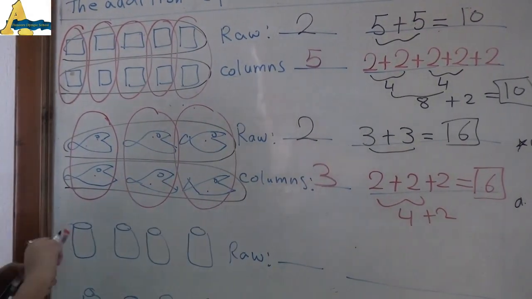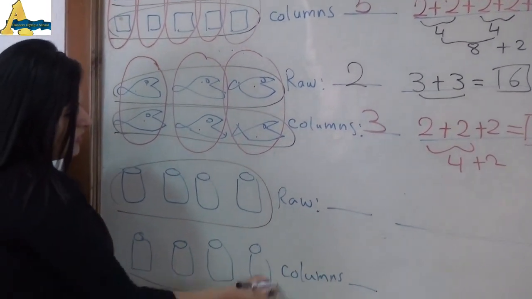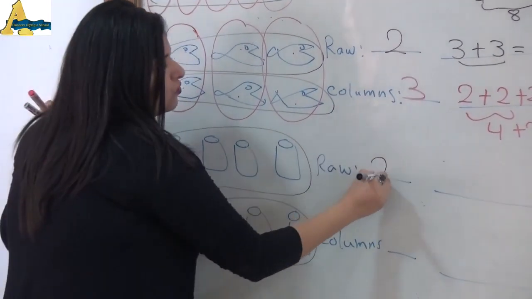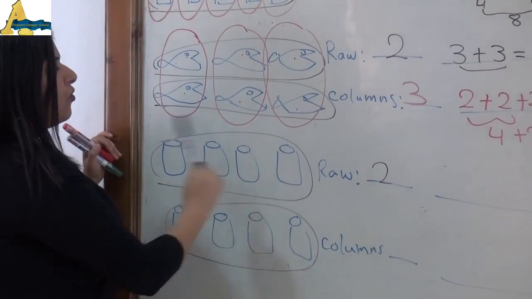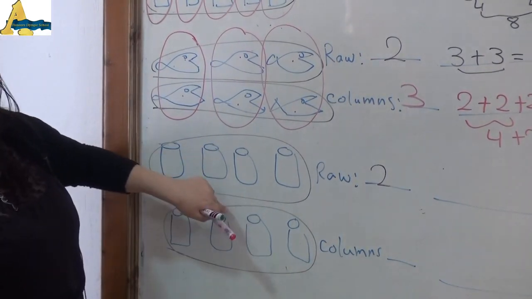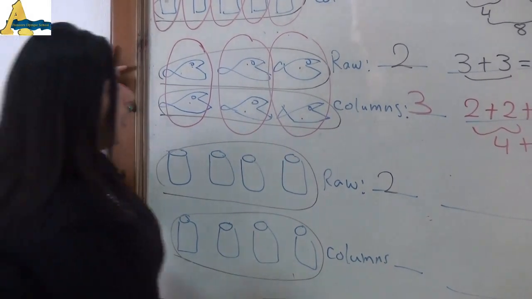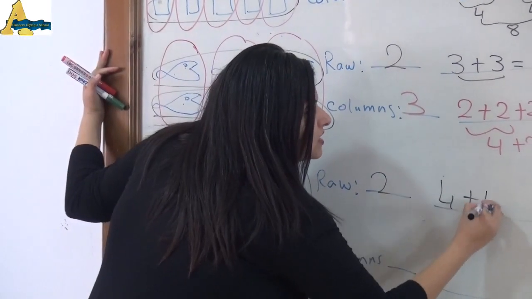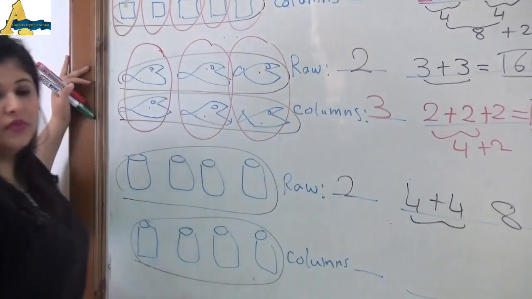Next, let's see the rows. How many rows do I have here? 1, 2. 2 rows. In each row, how many cans do I have? 1, 2, 3, 4. This means 4 is going to be repeated 2 times. I'm going to repeat it by plus. So this means 4 plus 4. Double 4, 8. Right?